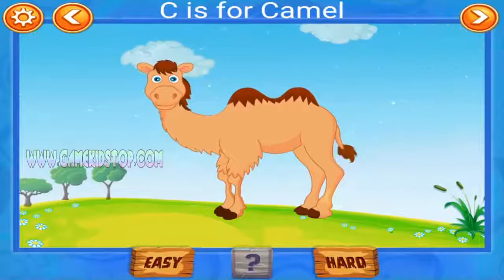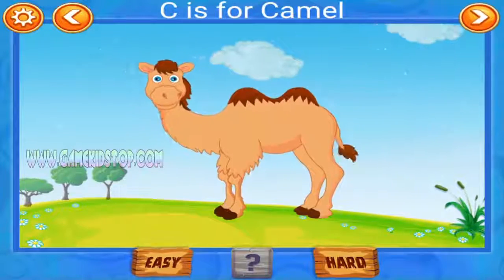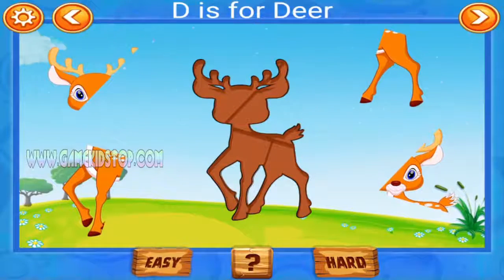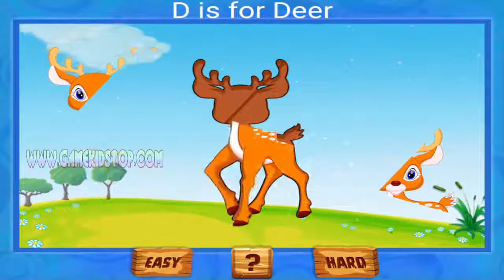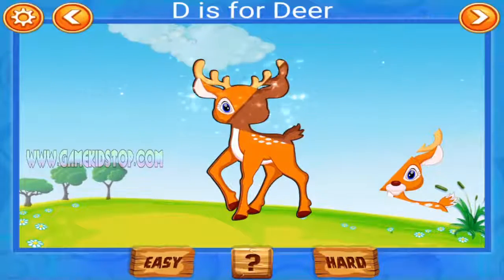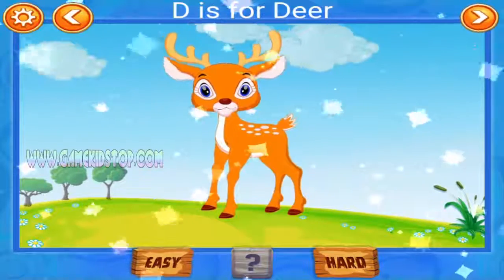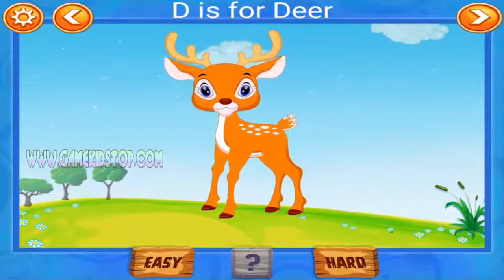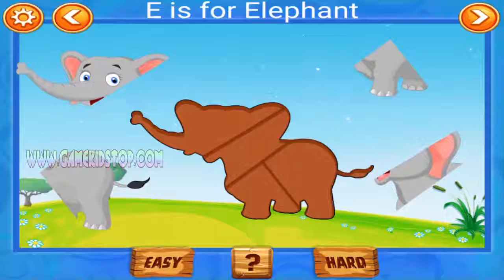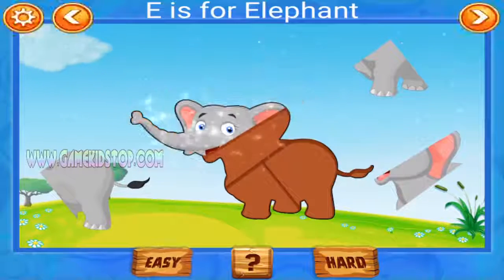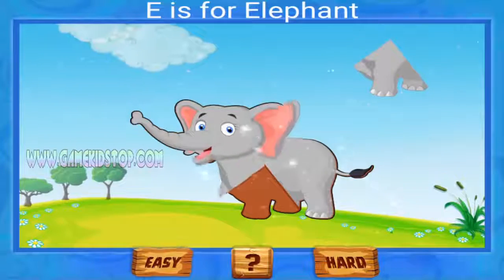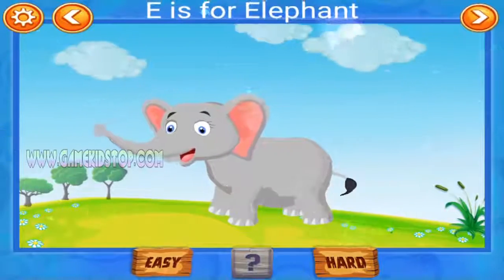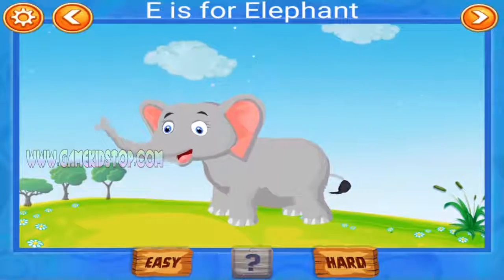C is for camel. Camel. It's time to solve a puzzle. D is for deer. Deer. It's time to solve a puzzle. E is for elephant. Elephant.